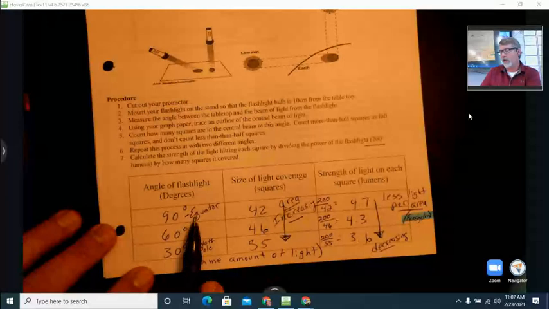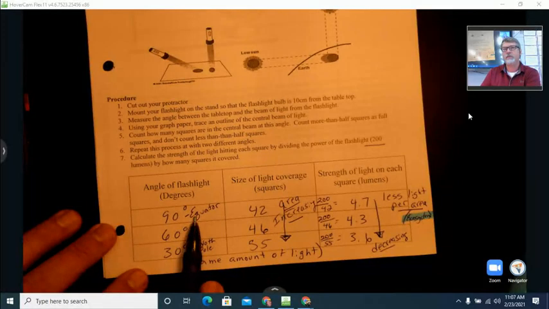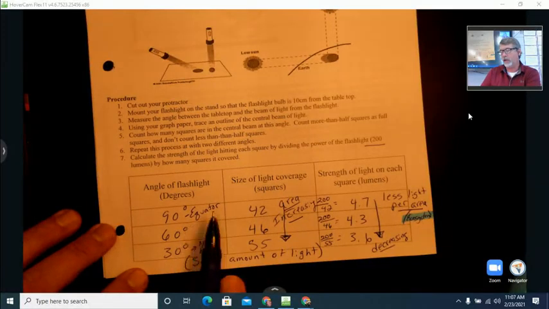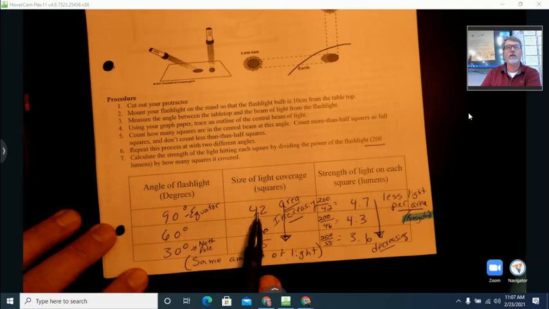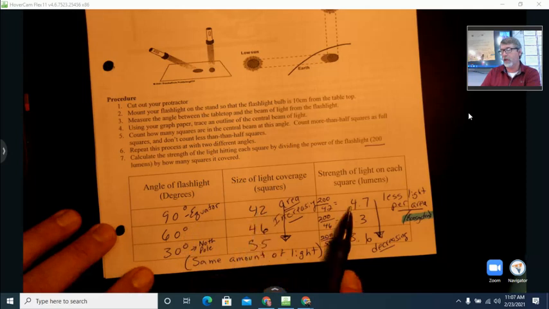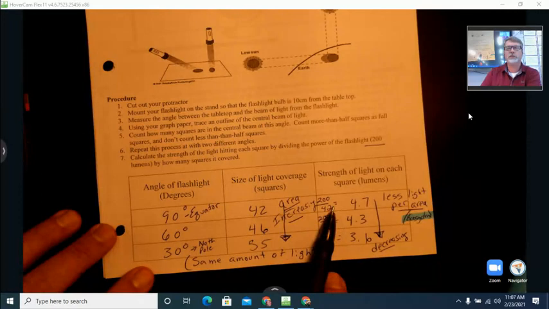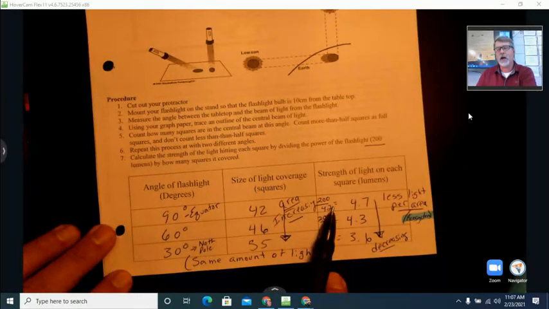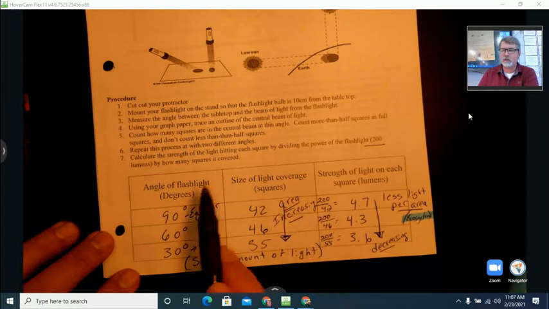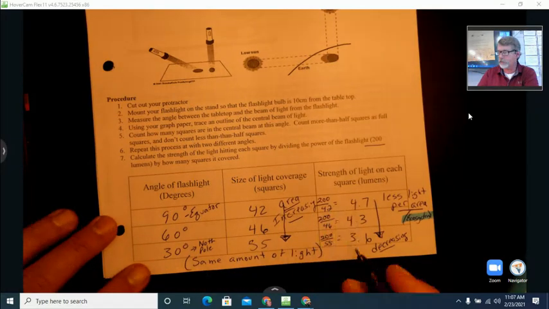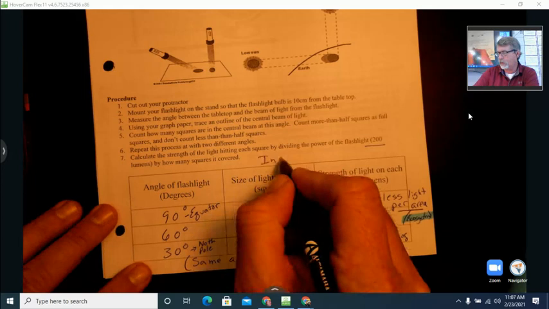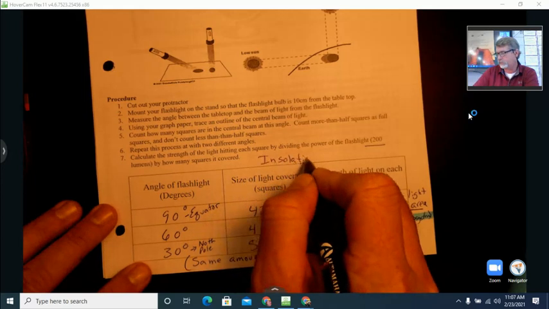So what do we find at the equator? The equator has a smaller area for the sunlight, which means that the ecosystem of the equator is going to have more light. So what's going to happen to the temperature there? It's going to be a higher temperature. All right, so there are some questions for you to answer about this data. This is a property called insolation.